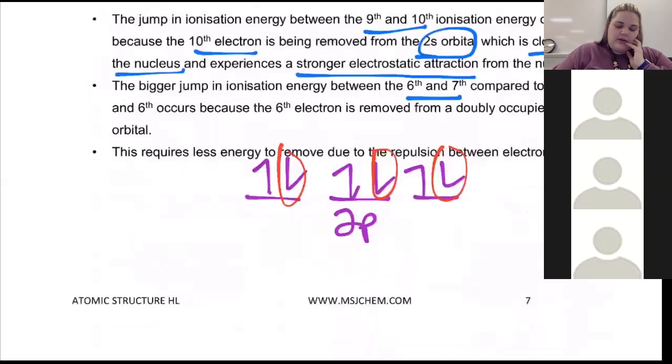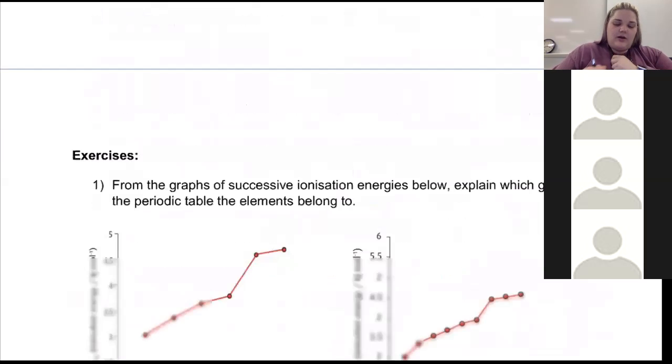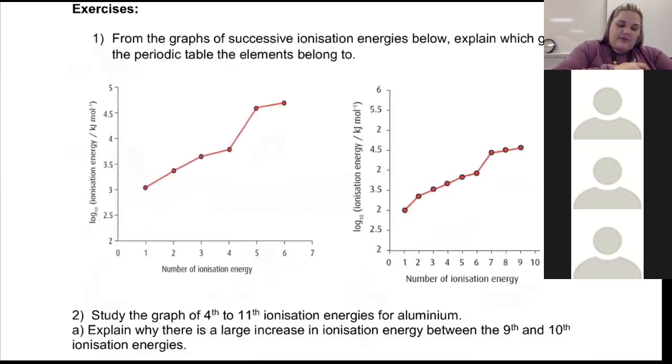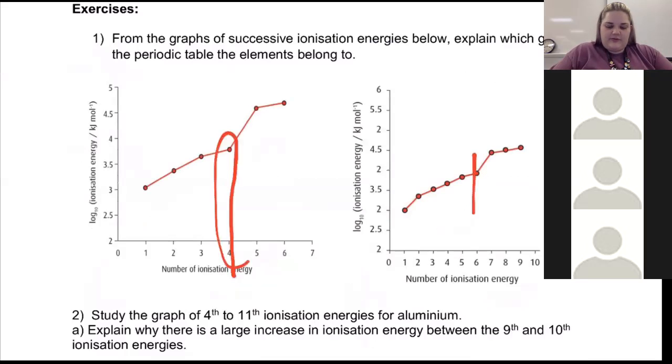Okay. So at the end here, you have some practice where you're interpreting some of these graphs. It says, from the graphs of successive ionization energies, explain which group on the periodic table these elements belong to. So again, what you want to look for is where is the first large jump? Where is the biggest difference, the steepest slope? And wherever that first big jump is, look between which 2. So for example, this one, it's occurring after the 4th one. This one, it looks like after the 6th one. And so that's what you want to look for, okay?